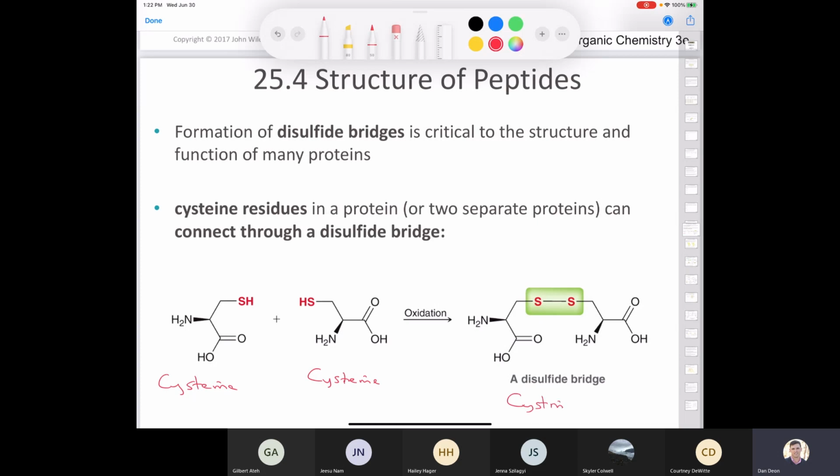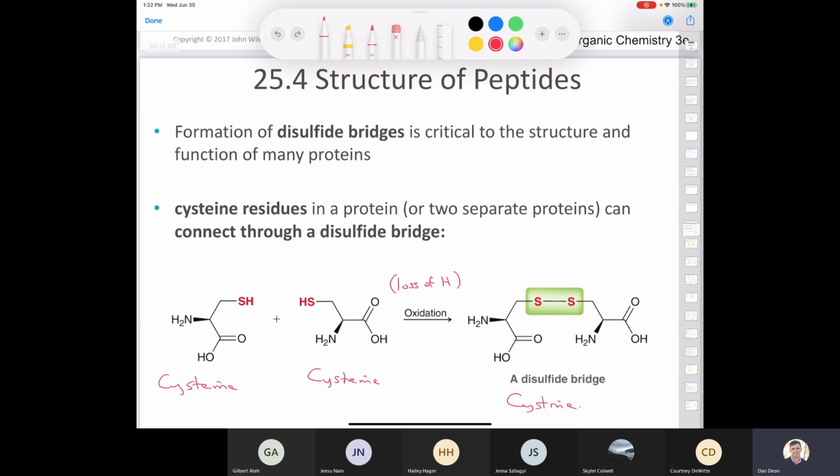Okay, cystine. Now, how do we know that this is oxidation? Well, if you remember, back in the day when we talked about oxidation and reduction, I told you there's a very simple way to view oxidation in organic chemistry, and that oxidation is the loss of hydrogens or the gain of oxygens. But here we're losing these two hydrogens, so that is oxidation.